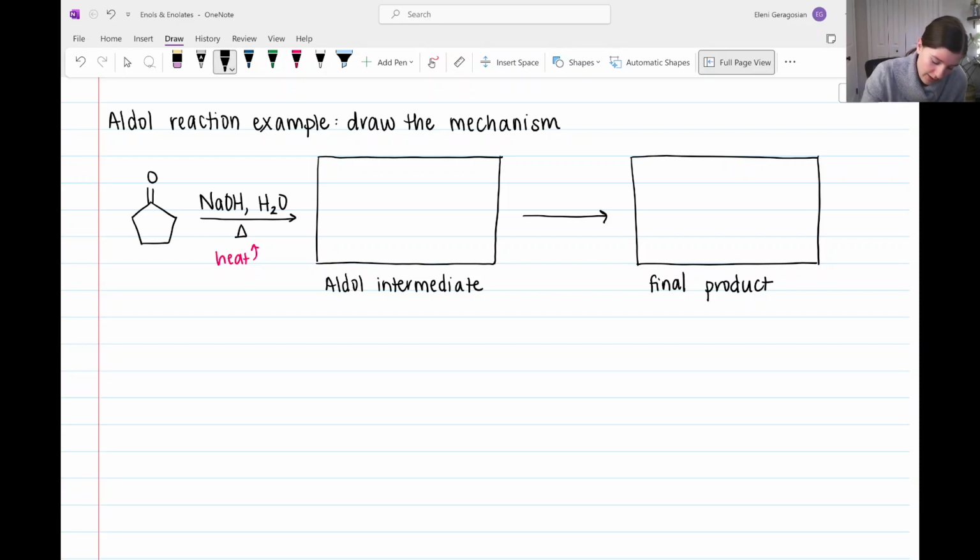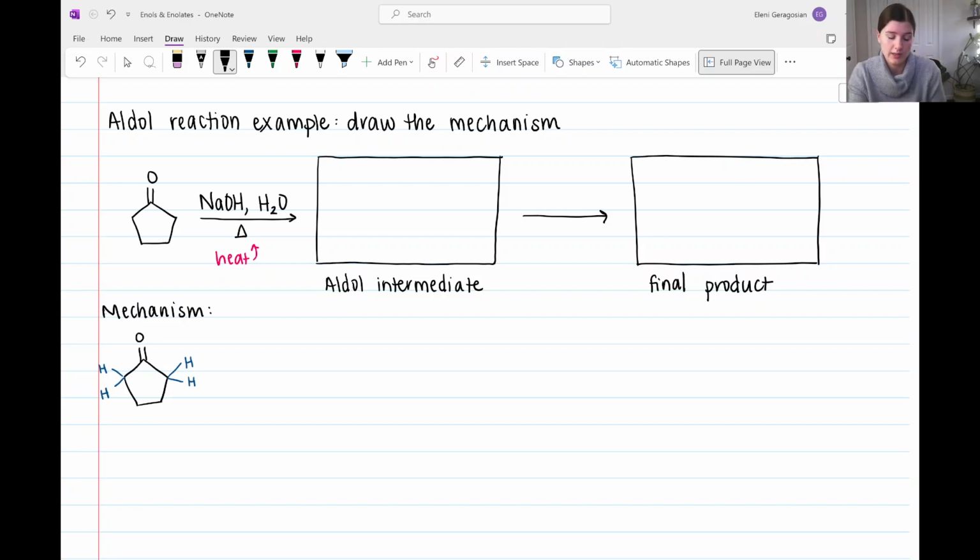So we are starting with a ketone. Let's do mechanism here. Now this is a symmetric ketone, so our first step is forming the enolate. We could take a hydrogen from either side. There are two here and two over here. They are equivalent.